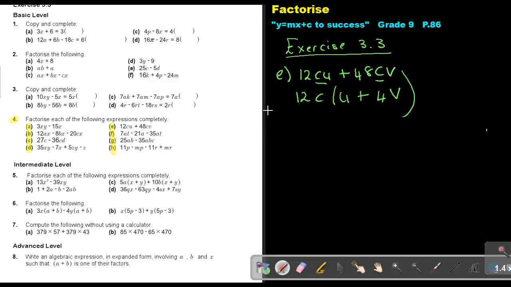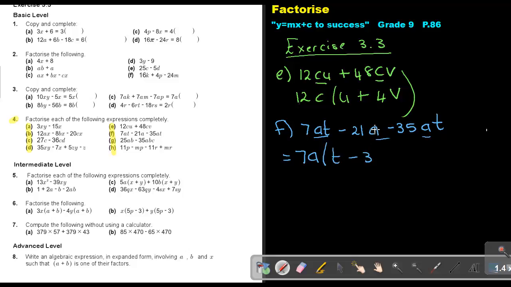Okay, the next one, number F. If I look at this one, it's 7AT minus 21A minus 35AT. It's just three terms, so it cannot be grouping. So it looks to me like 7 can divide into all. Okay. Is there an A in all? Yes. Is the rest in all? No. So if I divide, it's T. If I divide, it's 3. And what will happen? The A's will cancel, so it will just be 3. 35 divided by 7, it's 5. And the A cancels, so it's only T. And that's the final answer.